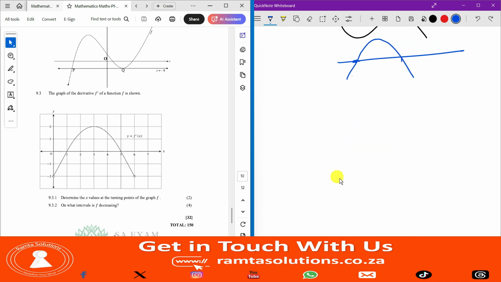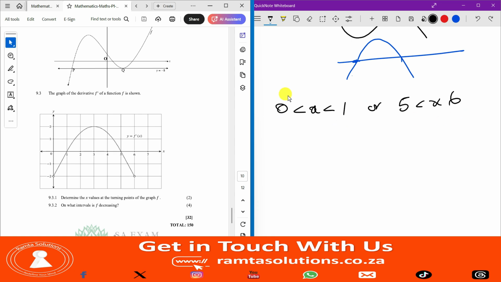Okay? Now let's answer the question. On what interval is this increasing? So this is when, if you like, you will say x is greater than 0 but less than 1, or when x is greater than 5 but less than 6. Okay? You can leave it like this, you are good to go.